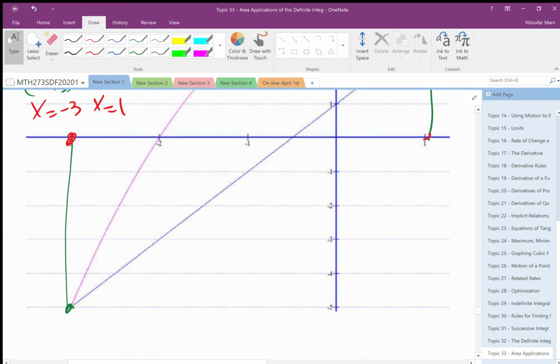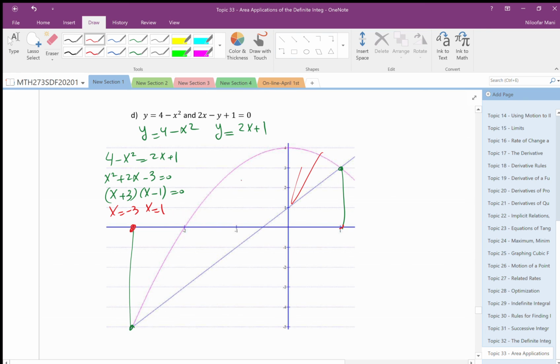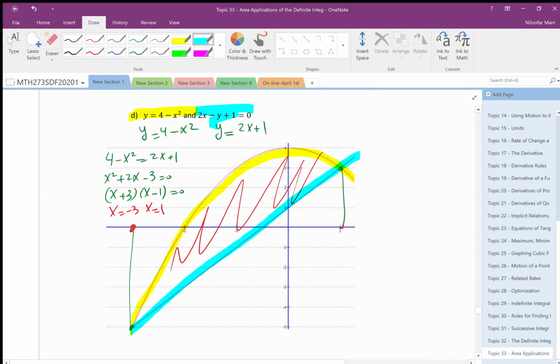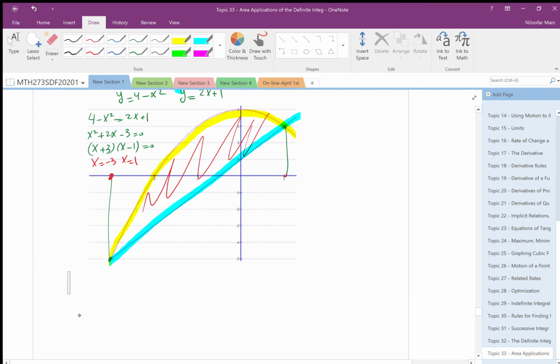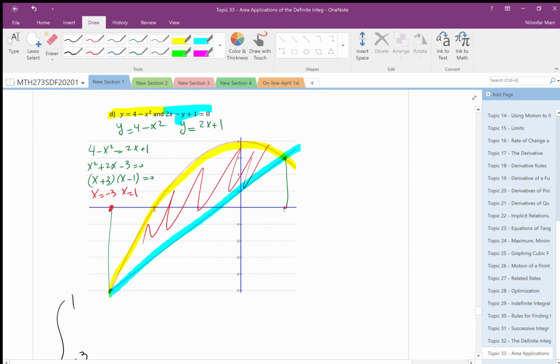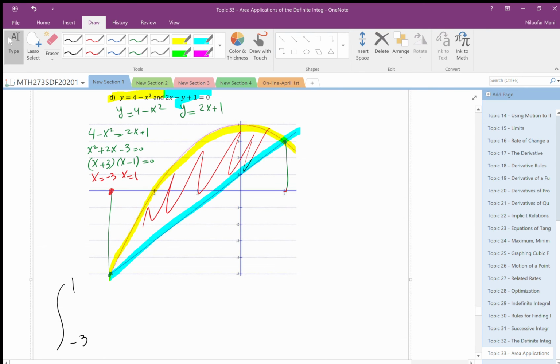Okay, so I have to find the answer. I have to see which one is which. Of course this one is the curve, because the other one is just power 1, so it's a line. I don't even need to think about it. Okay, so now I have to find the answer. So it is the integral from where to where? From minus 3 to 1, and what minus what? So 4 minus x squared minus 2x plus 1. y minus y, so one y minus the other one, dx.